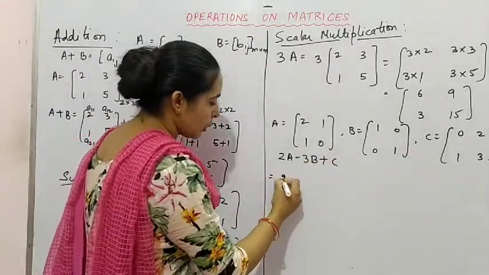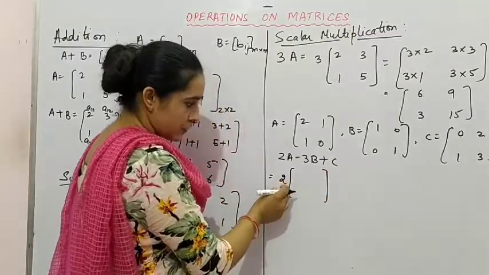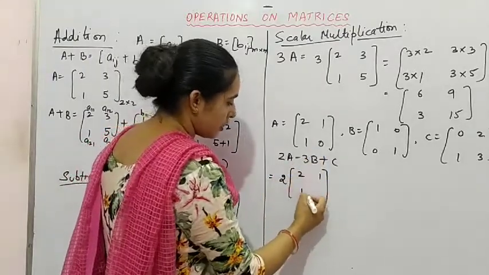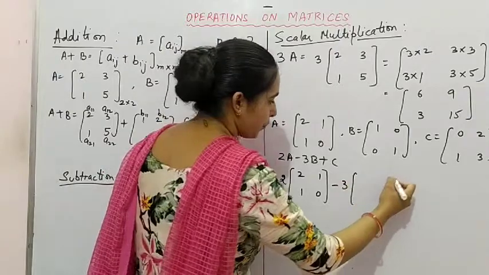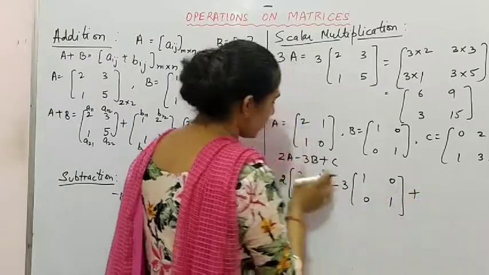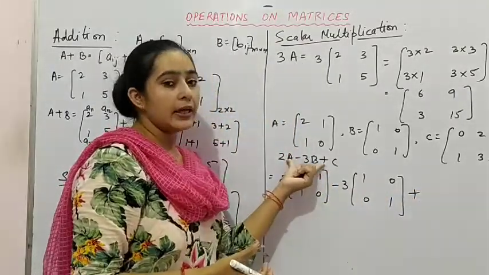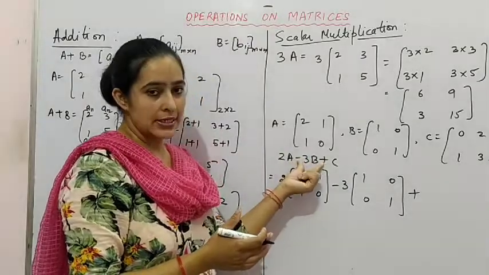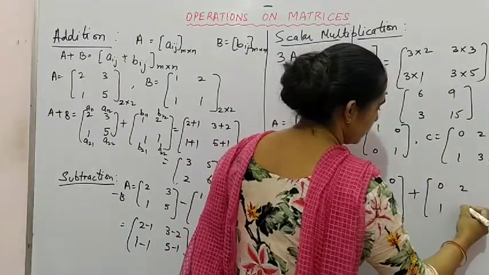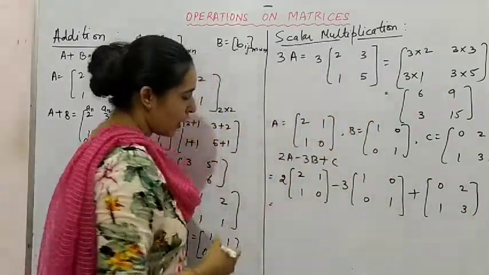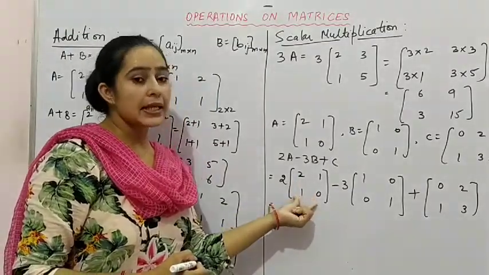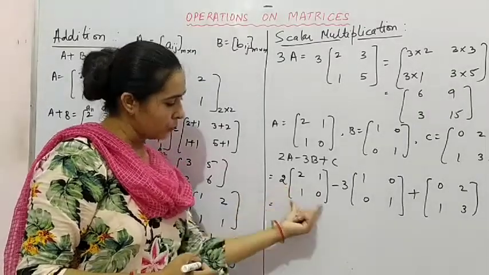So what we shall get? 2. 2 is a scalar here. We shall operate scalar multiplication here. What is matrix A? We are given this. Minus 3. B is this matrix given to us. Matrices will be given to us and we are asked to calculate the matrix obtained by operating these operations. Now plus C is 0, 2, 1, 3. Now firstly what you have to do is operate scalar multiplication. Multiply this scalar 2 with this matrix.